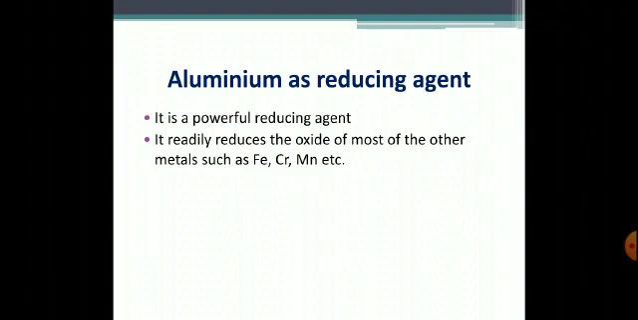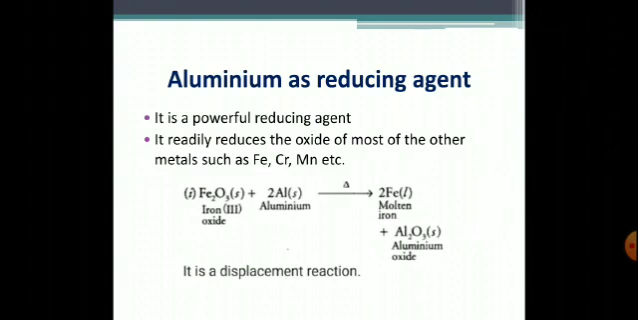Next important question: aluminium as a reducing agent. Explain. Aluminium is a powerful reducing agent. Reducing agent means it gives away electrons. It readily reduces the oxides of most metals like iron, chromium, manganese, etc., when these metal oxides are mixed with powdered aluminium and heated. Let us see one example. Here iron oxide is heated with aluminium powder. It is a type of displacement reaction because in iron oxide, iron is displaced by aluminium.